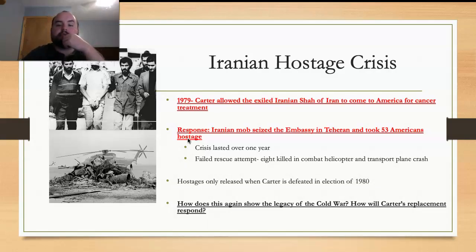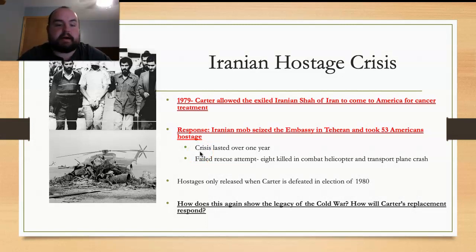This helped lead to the Iranian hostage crisis. By 1979, Carter had allowed the exiled Iranian Shah of the country, who was essentially the monarch of the country supported by the US, to come to America and get asylum for cancer treatment. In response, an Iranian mob seized the US embassy in Tehran and took 53 hostages. The crisis lasted, amazingly, over 1 year.